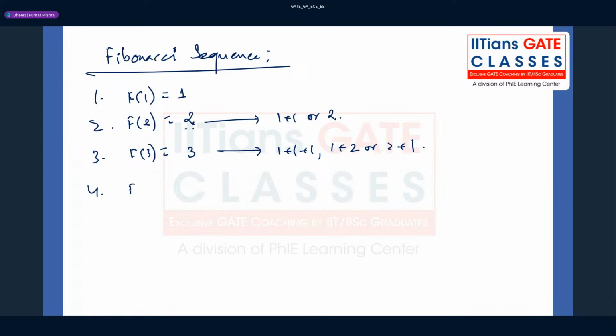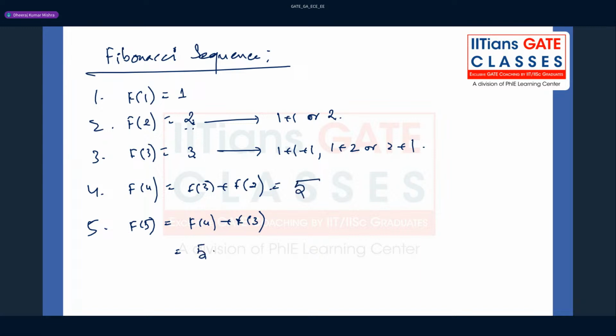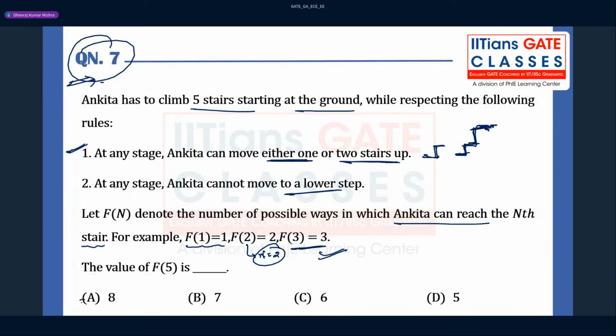If you want to find F4, you have to add the previous two, F3 plus F2. And if you want to find F5, it is F4 plus F3. F4 is 5, and F3 is 3. So the total is 8. The answer for this question is 8. For the seventh one, you can go for option A.